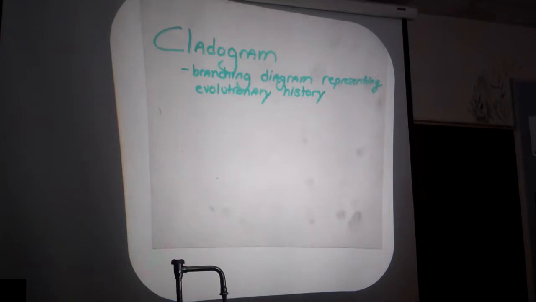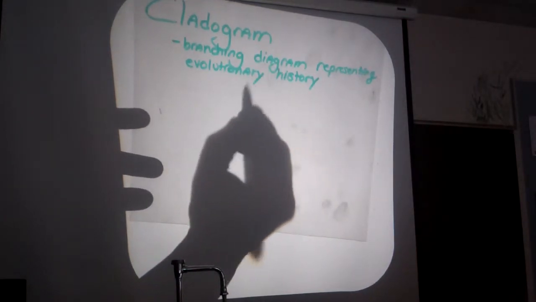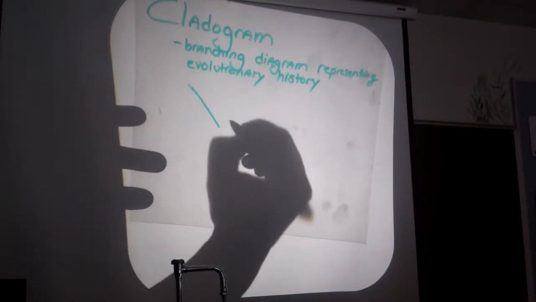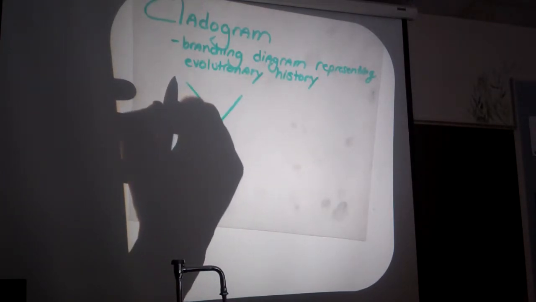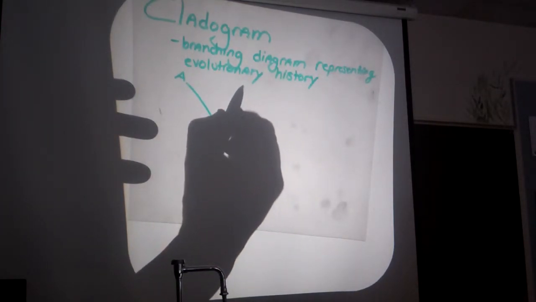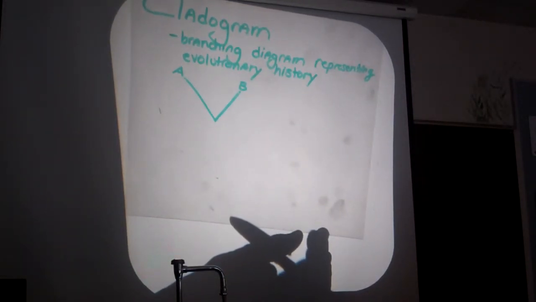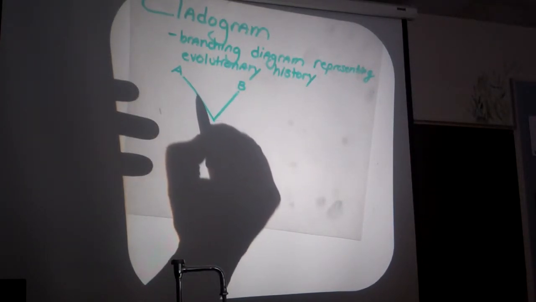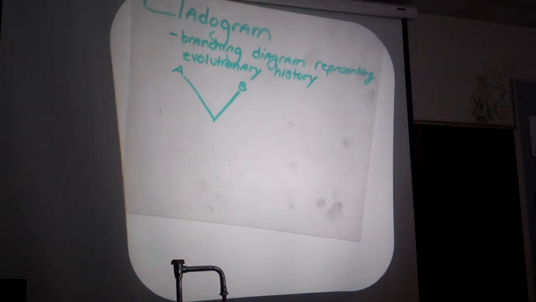All right. So, a branching diagram, like a branch of a tree, representing evolutionary history. I'll even draw some here. Here's your most basic cladogram that you'll ever see. Each of the branches here, I'll label the one branch A and the other branch B. Each of those branches represents some species. So you have two species here. The fact that these two species come together at a point is a big deal. That means they're closely related.